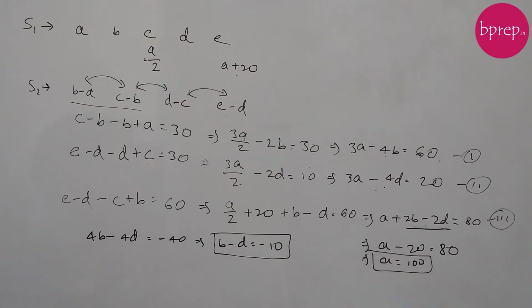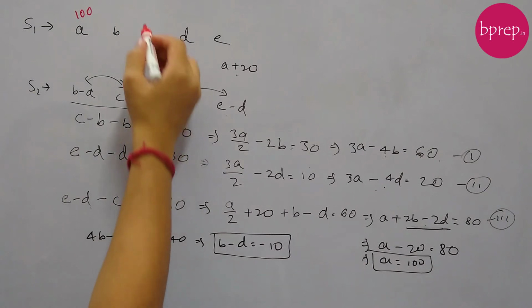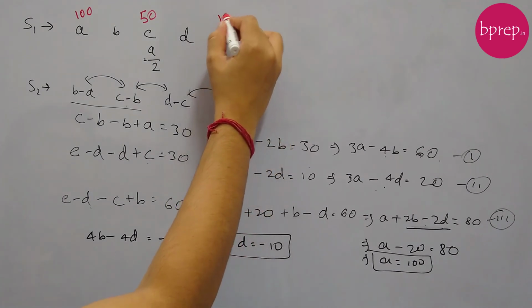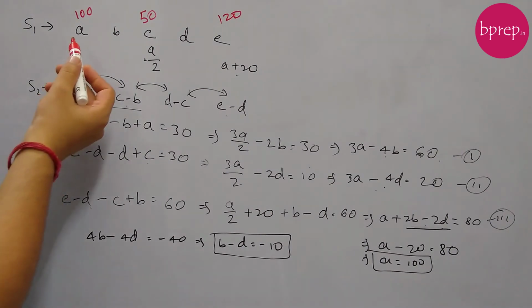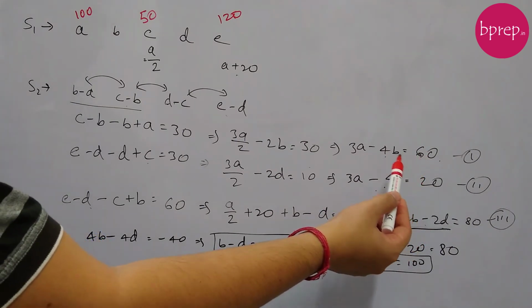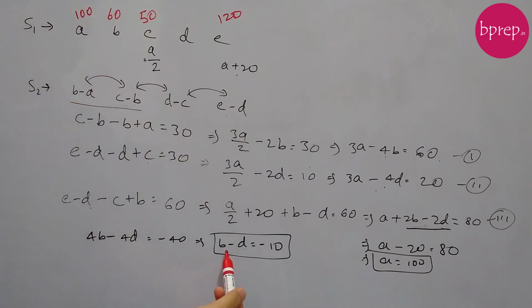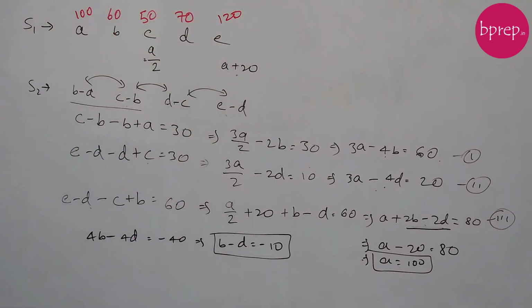So we have got the value of A. In this series, A is 100, C is A by 2, so C is 50, E is A plus 20, so it's 120, and now we need to find B and D. If A is 100, from the first equation, 4B equals 300 minus 60, 240 by 4, so 60. So B will be 60, and if B is 60, then D will be 60 plus 10, 70. So now we have all the terms of the first series S1.